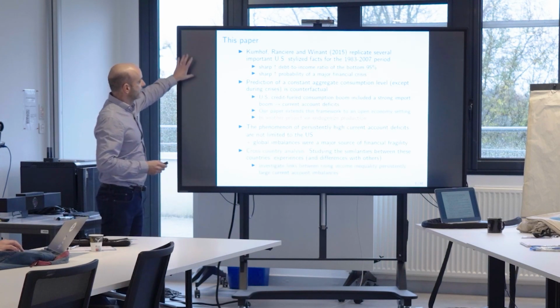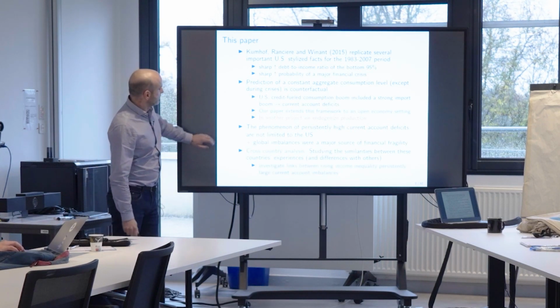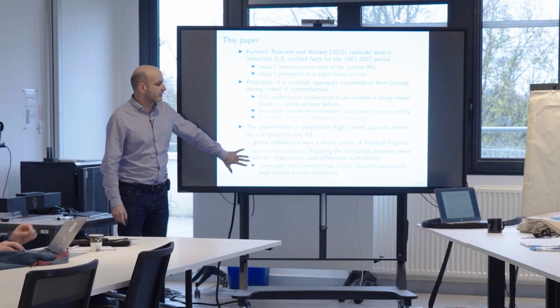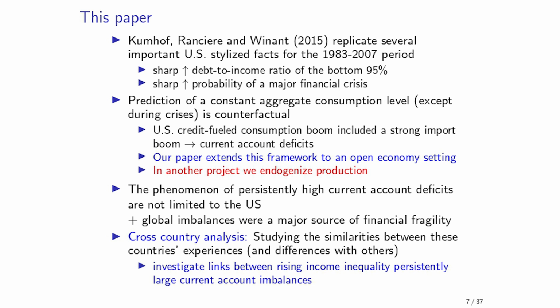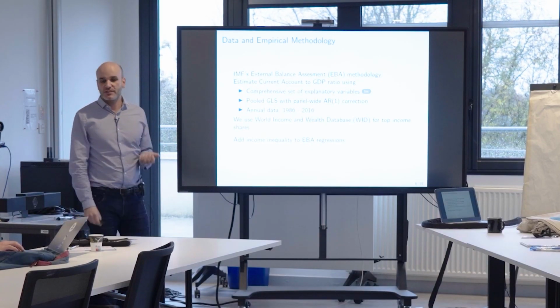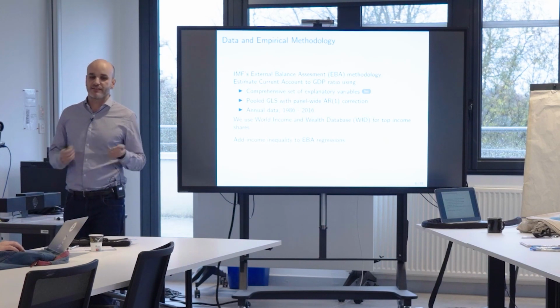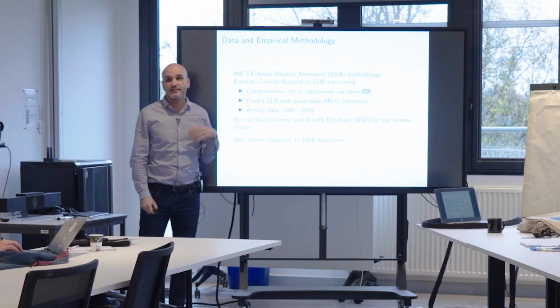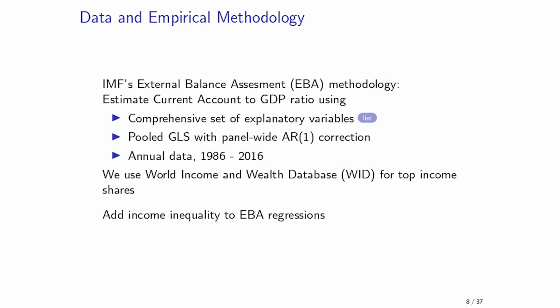So I explained most of that already. And we are going to make a cross-country analysis to make this link between income inequality and current account deficit. Okay. So the empirical approach is that we're taking the EBA methodology from the IMF. It's the External Balance Assessment. It's kind of the official way the IMF looks at the current account determinants.